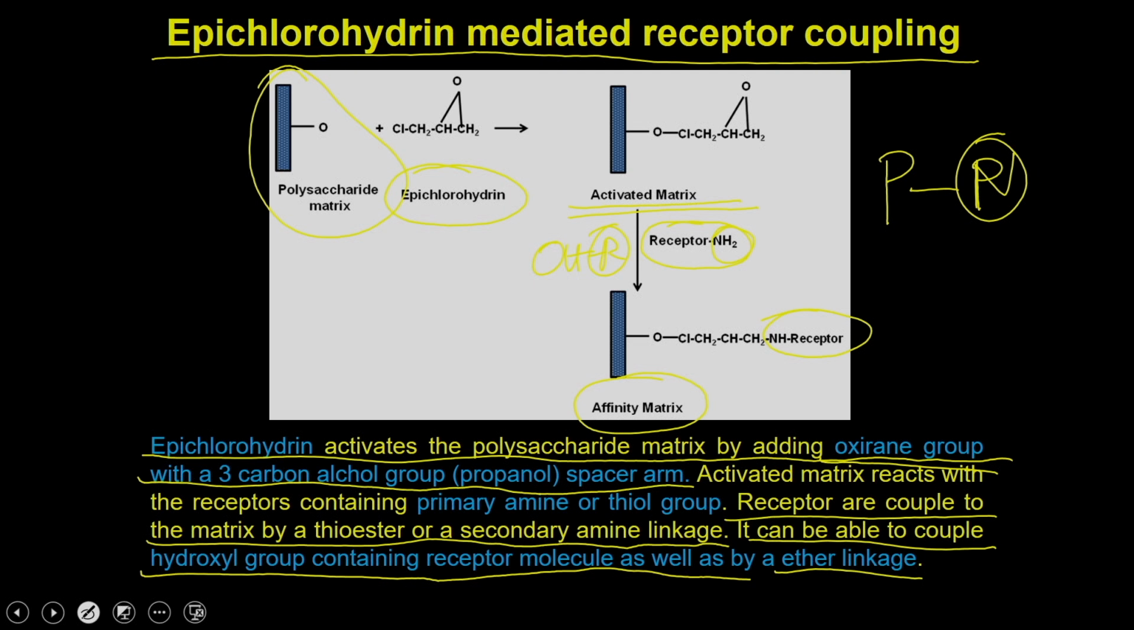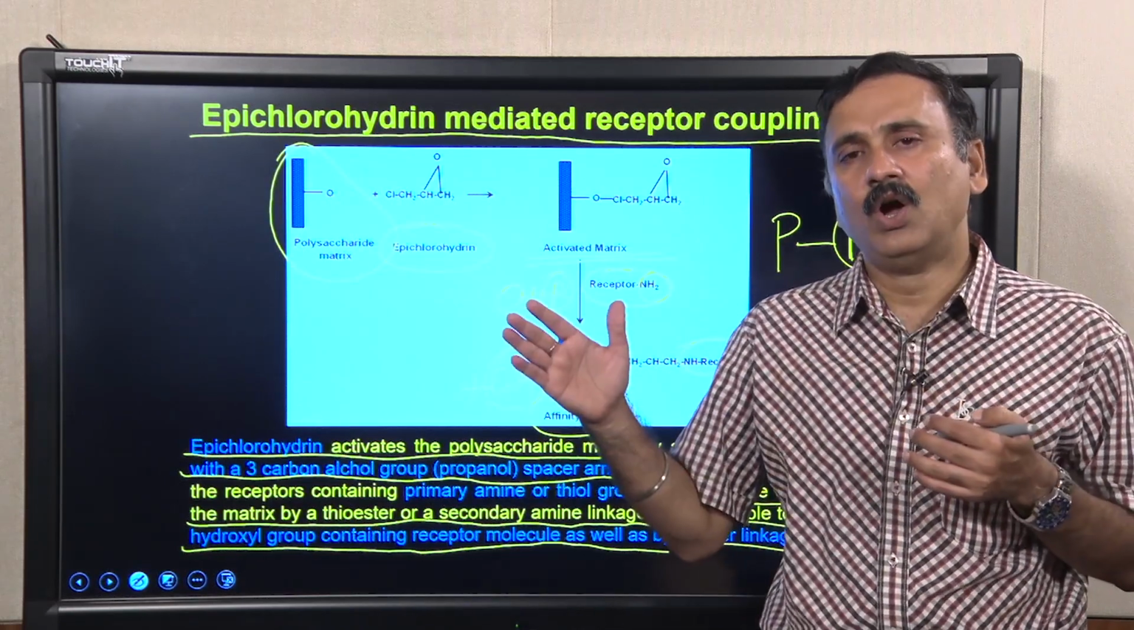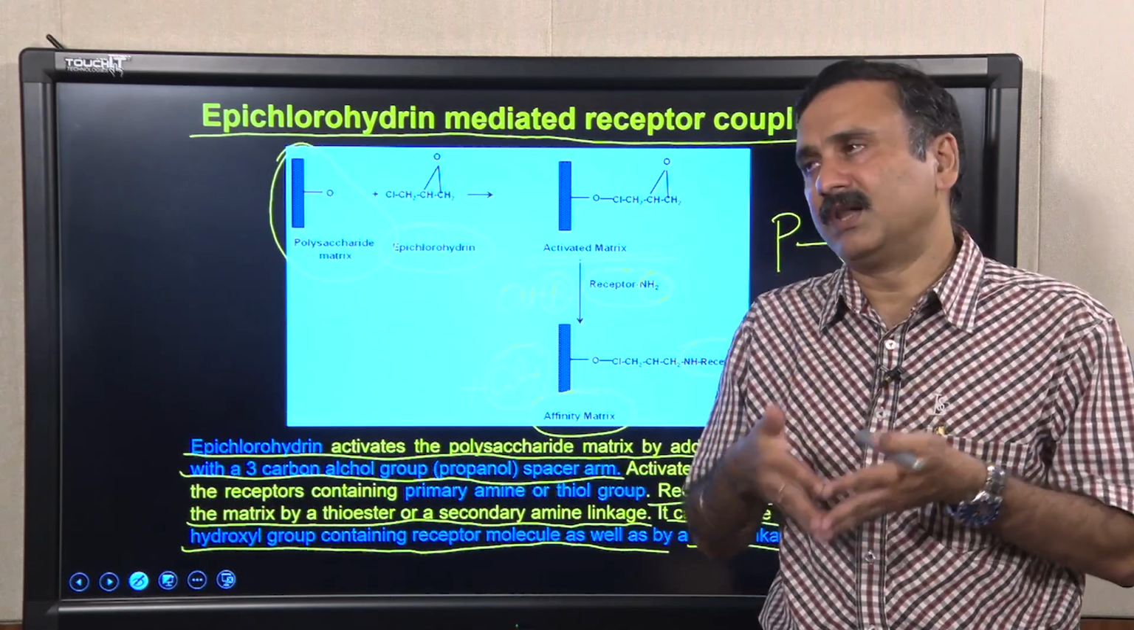And then ultimately, once your coupling is over, you can add a large quantity of glycine, because glycine also has amine groups. So, glycine is going to inactivate all the activated groups which are present on the matrix, which means all these groups are going to be blocked by the glycine, and that is how you will be able to inactivate all the functional groups, and that is how you will avoid the non-specific binding.